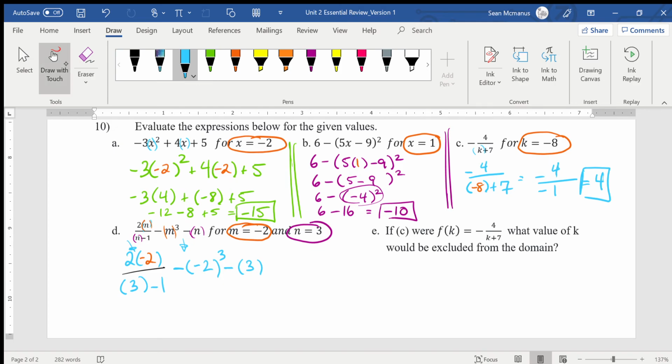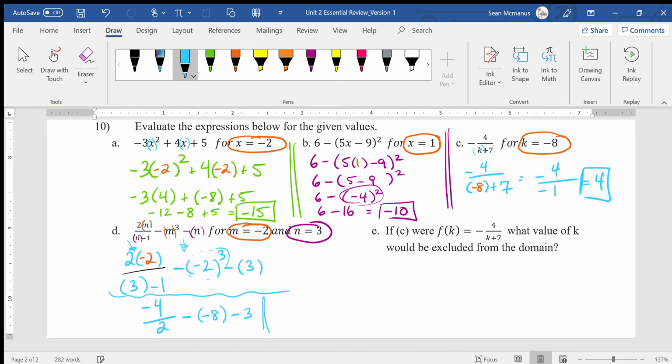2 times -2 is -4 on top. 3 minus 1 is 2 on the bottom. Minus, now we're just going to deal with this part right here, right? -2 to the third. So -2 times -2 is +4. Times another -2 gives me -8 minus 3.